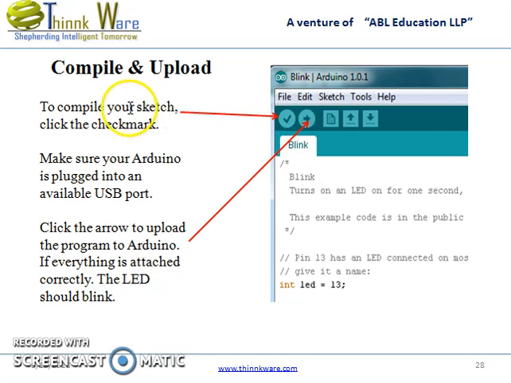Compile. To compile your sketch, click the check mark. Make sure your Arduino is plugged into an available USB port. Click the arrow to upload the program to the Arduino. If everything is attached correctly, the LED should blink.